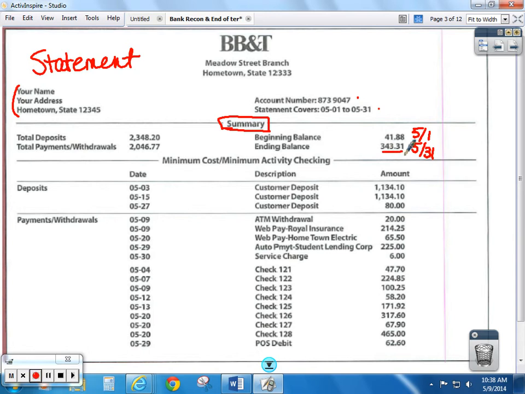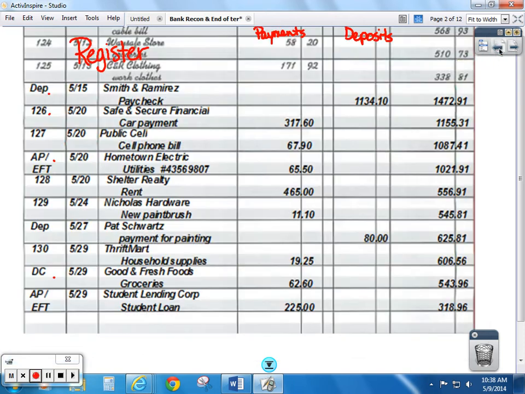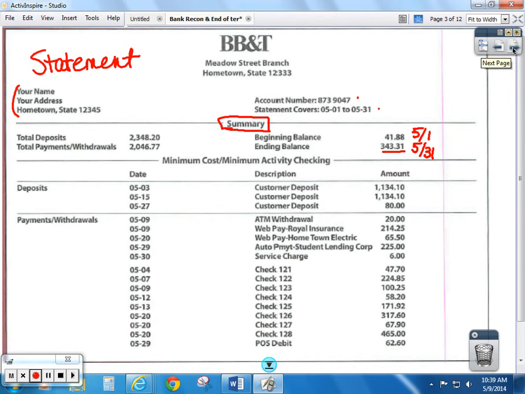The bank is saying that you have $343.31 on May the 31st. But wait. On our register, it says we have $318.96. So there is a difference between our register and our bank statement. When we reconcile, we're going to find out what those differences are.